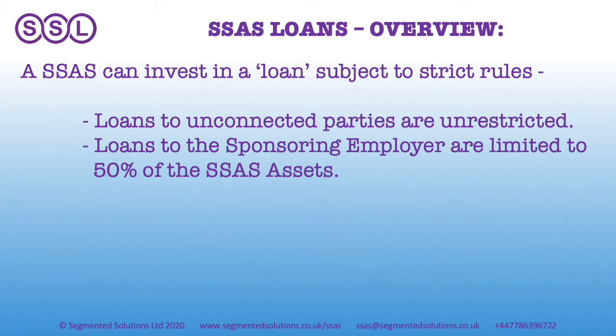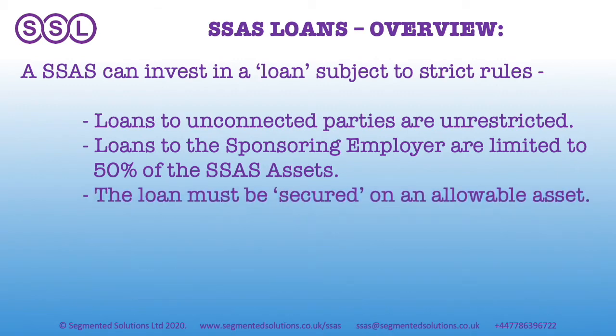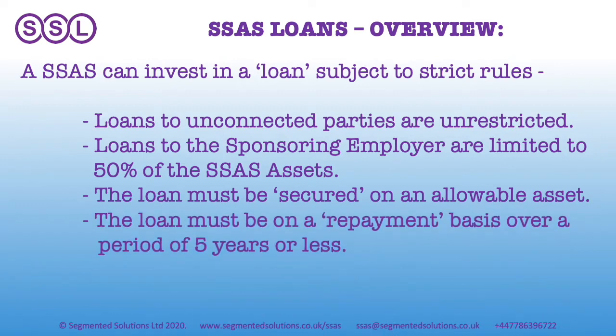If you're lending money to the sponsoring employer, and this is one of the big things people do want to know about, you're limited to being able to borrow as a company 50% of the assets within the SSAS. The loan must be secured on an allowable asset, and I say allowable because you can't have it secured on something which is a taxable asset, for example, residential property or fixtures and fittings and so on and so forth. So again, you've got to have security of the right type. The loan must be on a repayment basis over a period of 5 years or less, and these payments need to be made.